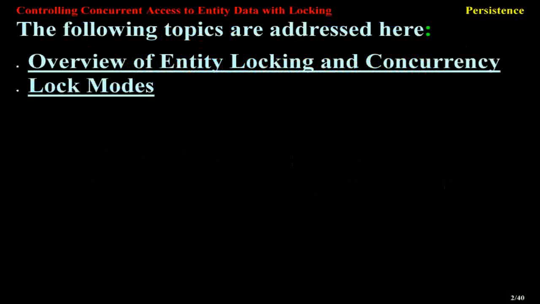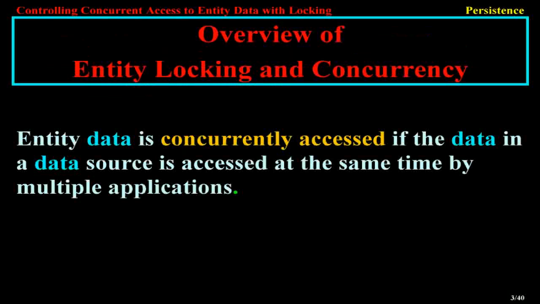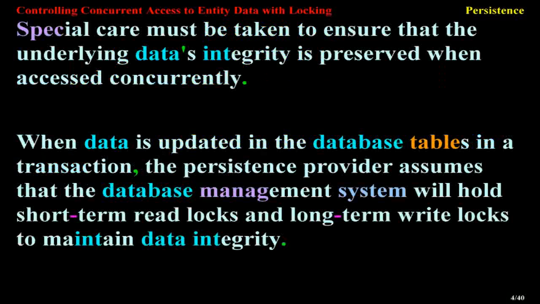Overview of entity locking and concurrency. Lock modes. Overview of entity locking and concurrency. Entity data is concurrently accessed if the data in the data source is accessed at the same time by multiple applications. Special care must be taken to ensure that the underlying data's integrity is preserved when accessed concurrently.